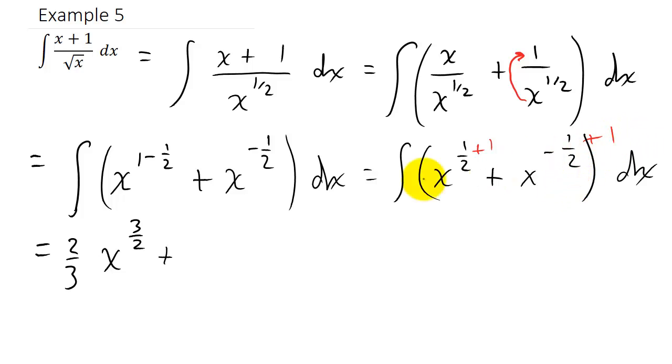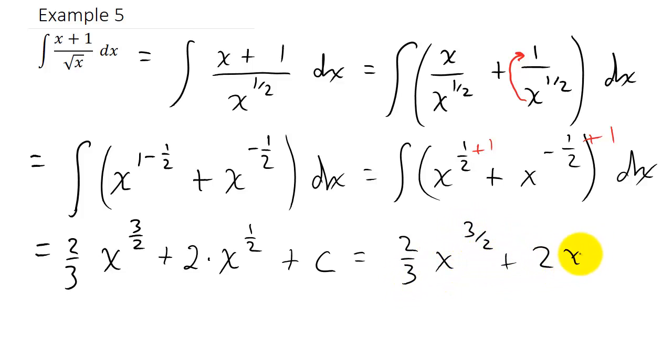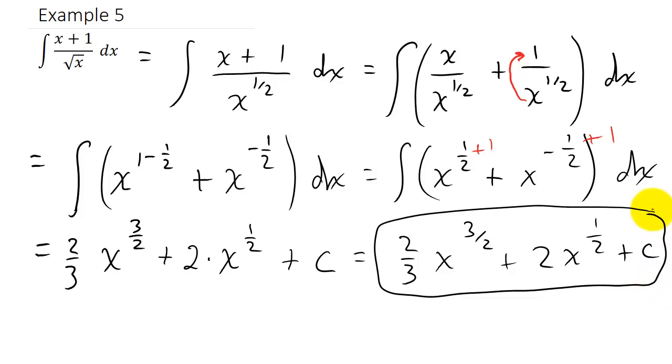Plus, and then I'm going to add 1 to this exponent. So negative 1/2 plus 1 is 1/2. And then I multiply by the reciprocal of the new exponent. So that's times 2. And then plus my constant term, c. And so this is what we get. 2/3 x to the 3/2 plus 2x to the 1/2 plus c. And this would be my solution.